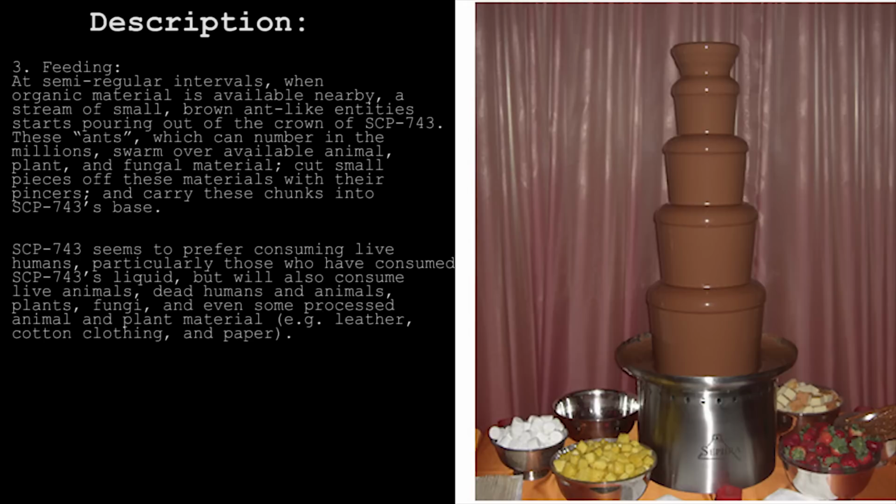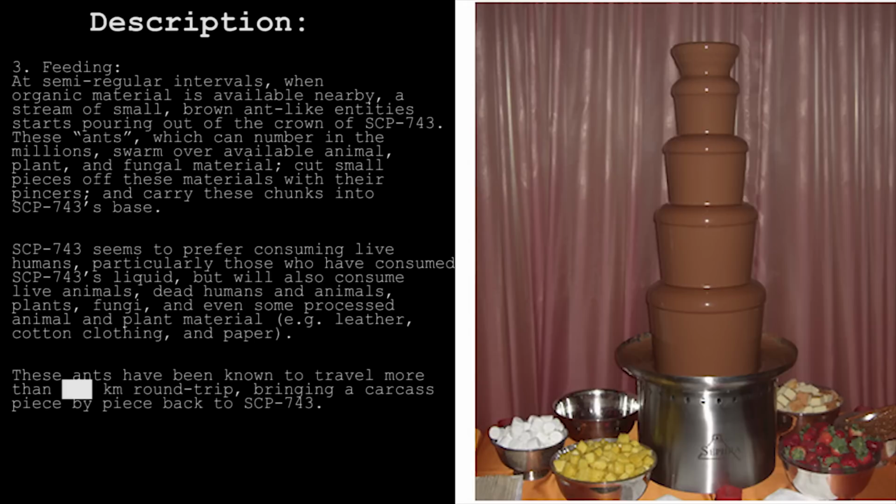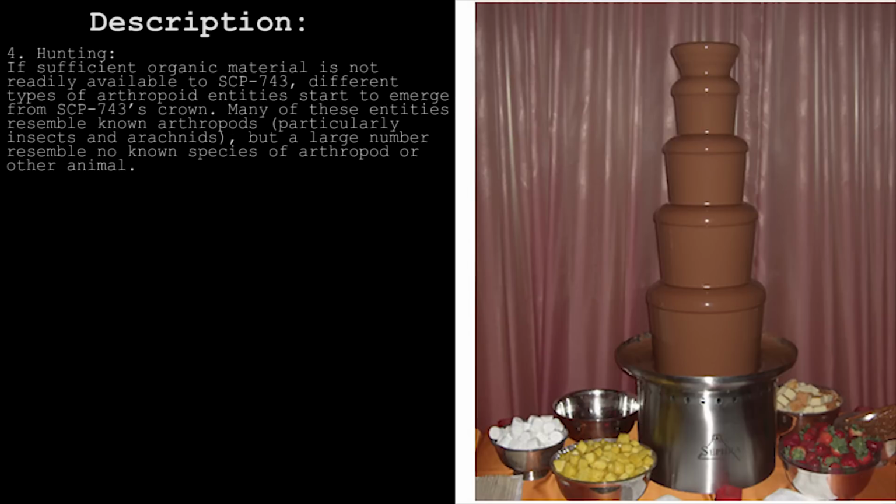SCP-743 seems to prefer consuming live humans, particularly those who have consumed SCP-743's liquid, but will also consume live animals, dead humans and animals, plants, fungi, and even some processed animal and plant material, e.g. leather, cotton clothing, and paper. These ants have been known to travel more than blank kilometers round trip, bringing a carcass piece by piece back to SCP-743.